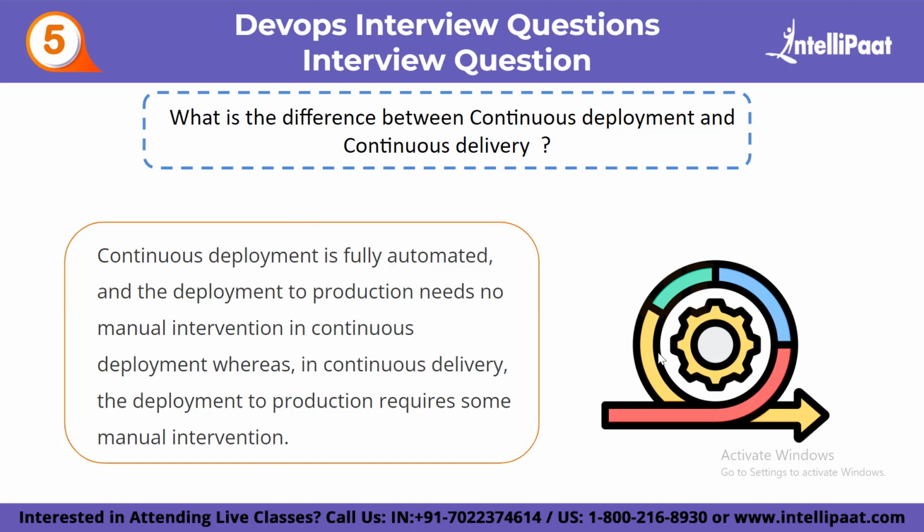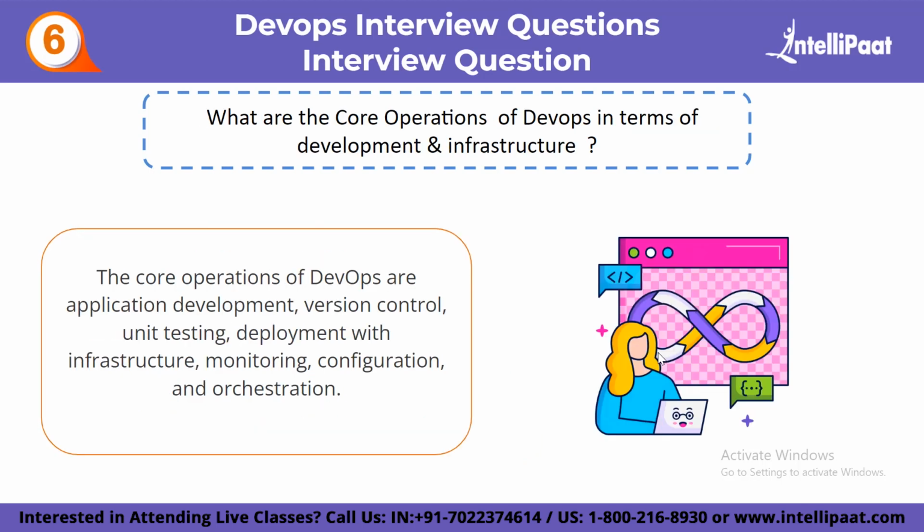Now let's move forward and discuss the next question. The question is, what are the core operations of DevOps in terms of development and infrastructure? The core operations of DevOps are application development, version control, unit testing, deployment with infrastructure, monitoring, configuration, and orchestration.